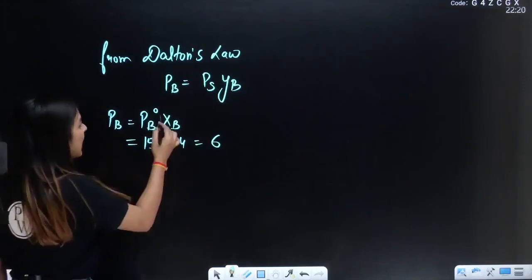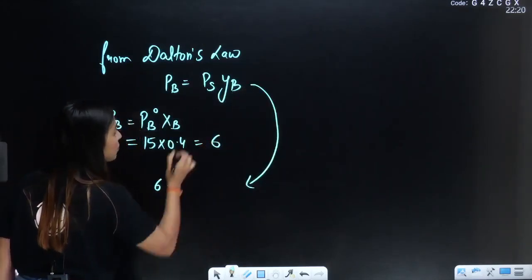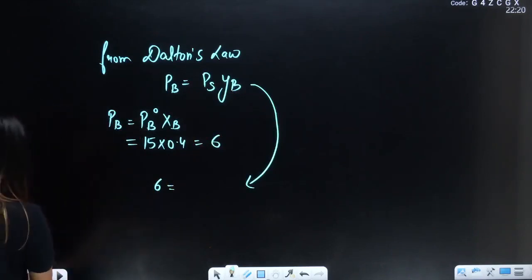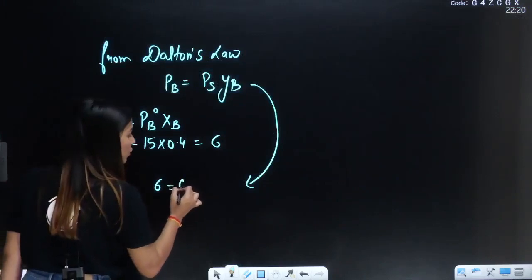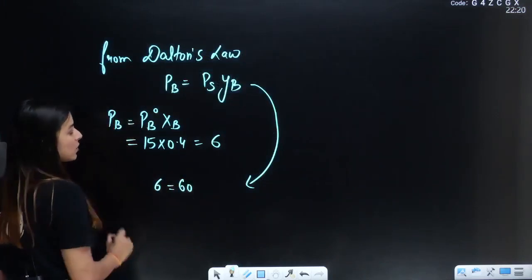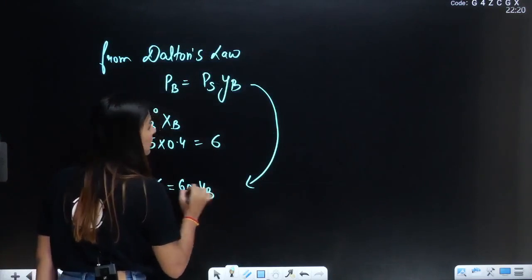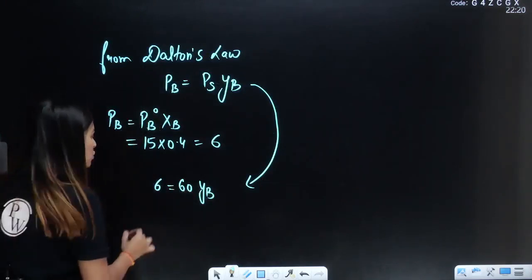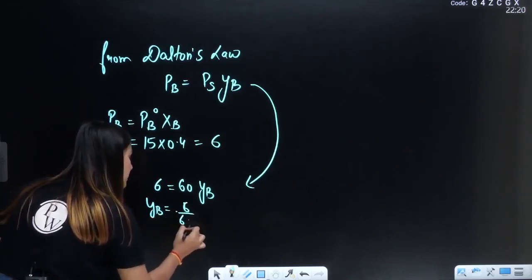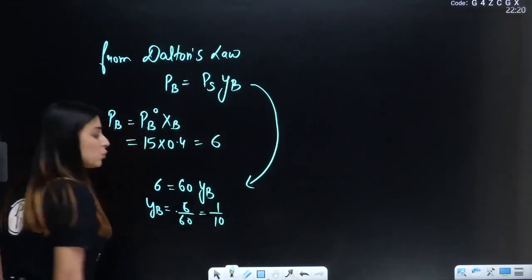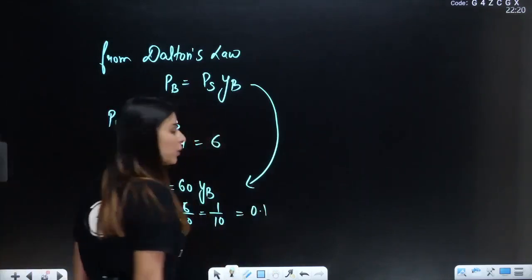So I can put it into this: 6 will be equal to PS. We just calculated PS, which was equal to 60. So 6 is equal to 60 into the mole fraction of B in the vapor phase. So the mole fraction of B in the vapor phase will be equal to 6 upon 60, which is 1 upon 10, so this is equal to 0.1.